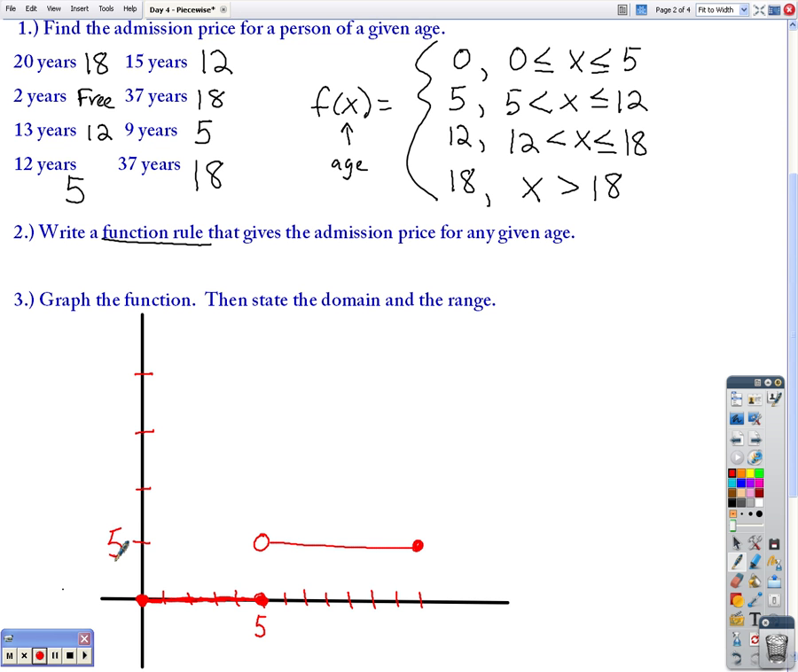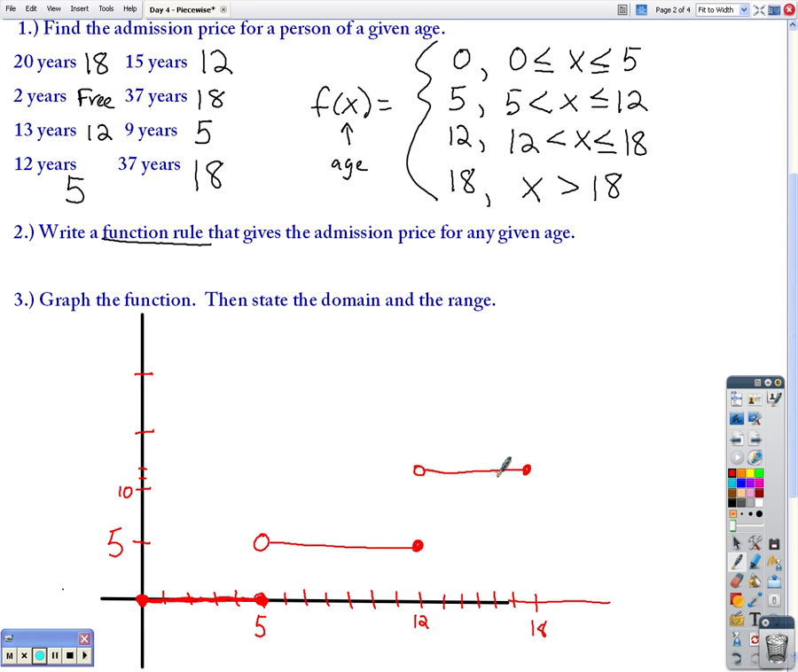Alright, so now we're at $12. So 10, 11, 12. And we're going to put an open circle at 12, and that's up to 18. So here's 12, 13, 14, 15, 16, 17, 18. So we're going to put a closed circle here, and this section of the graph represents that if you were from 12 to 18, it costs $12.